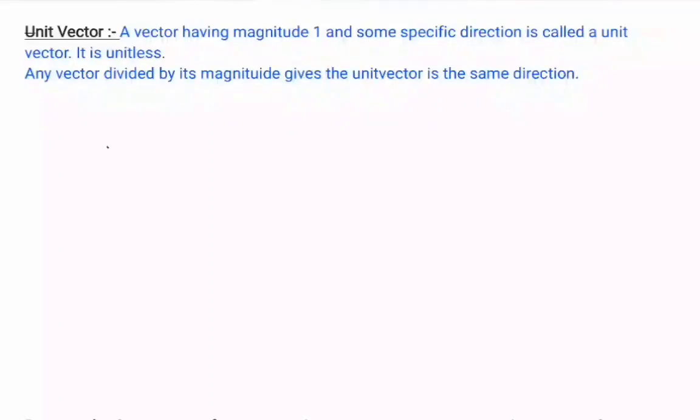Today we are going to start with unit vector. What do you mean by unit vector? A vector having magnitude 1 and some specific direction is called unit vector, and it is unitless.